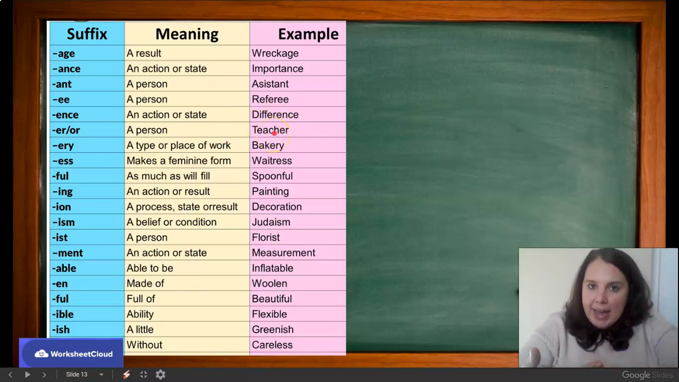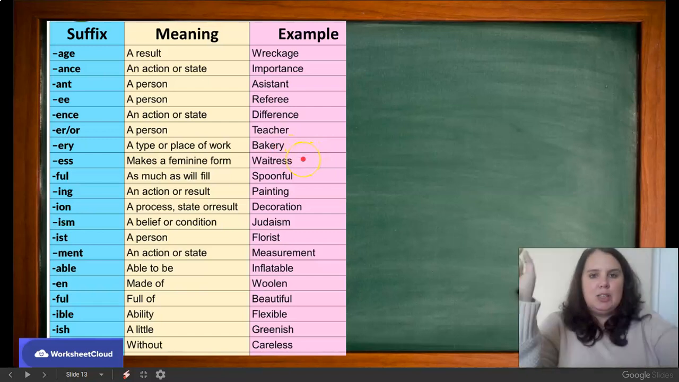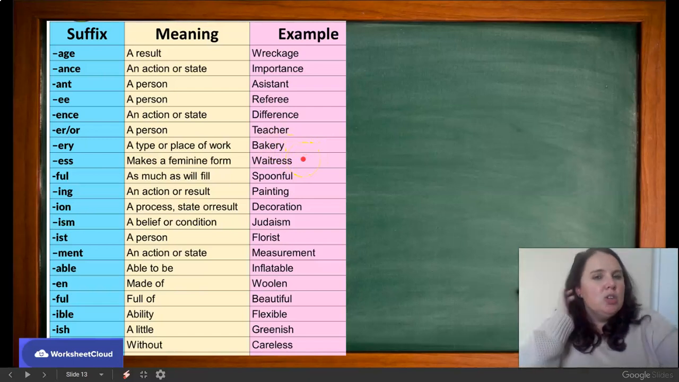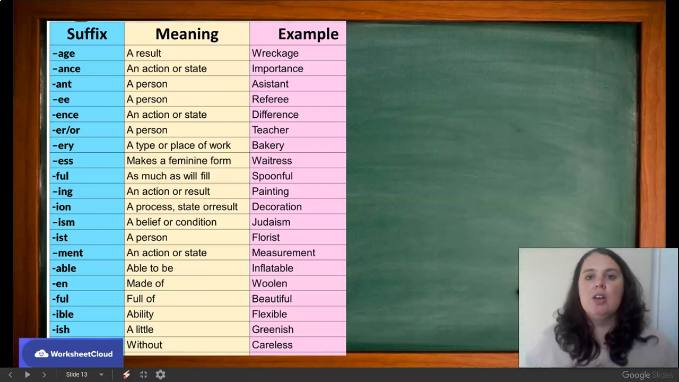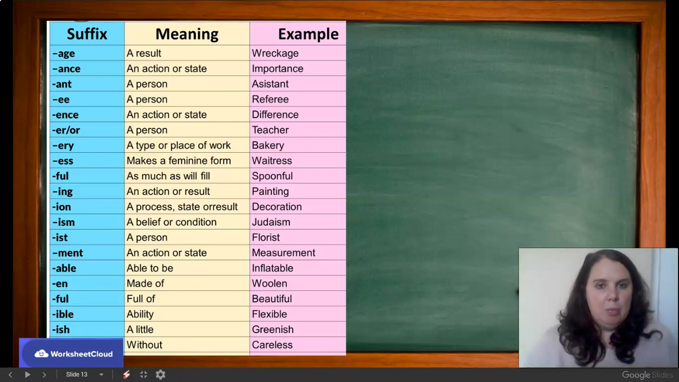Okay, then adding on for our agent nouns, we've got a teacher. Then we've got a bakery, ERYs, which says they're a type of career or a workplace. Waitress, that's when you're making it a feminine form. It's become much more precedented to take on a non-gender form, because then you're not insulting anyone. So don't assume there's a chairman or a chairwoman, use chairperson. It just helps with not making that mistake.